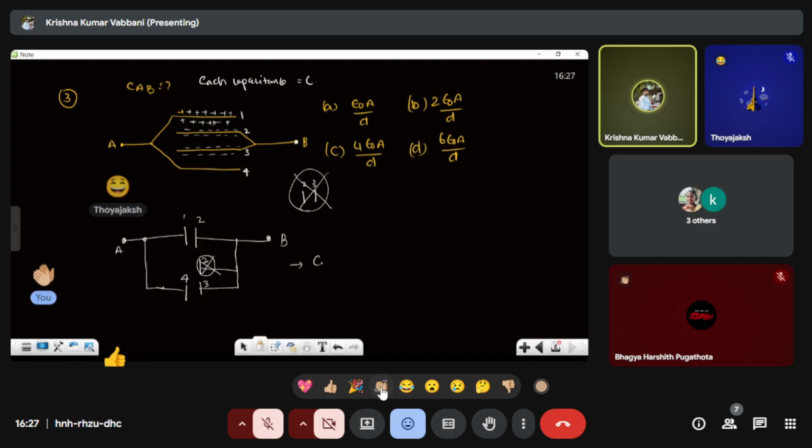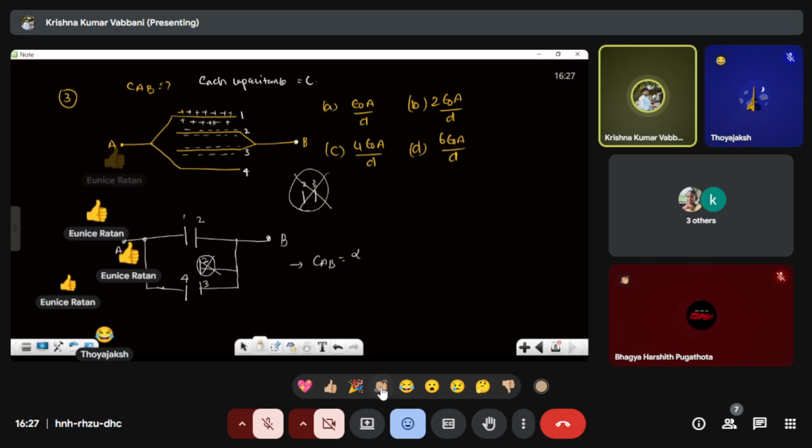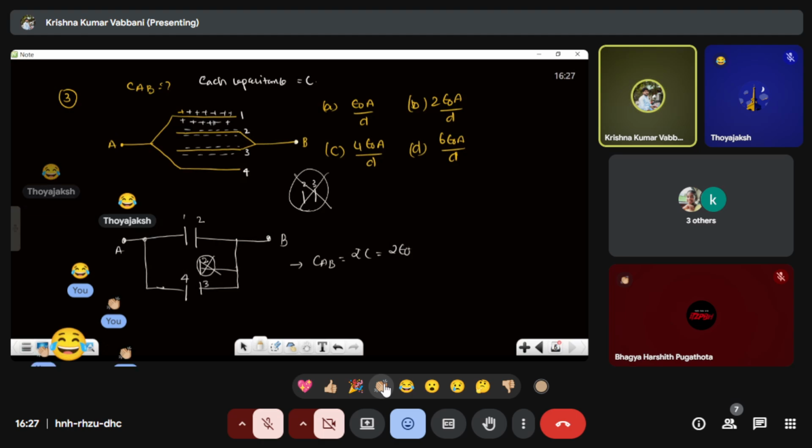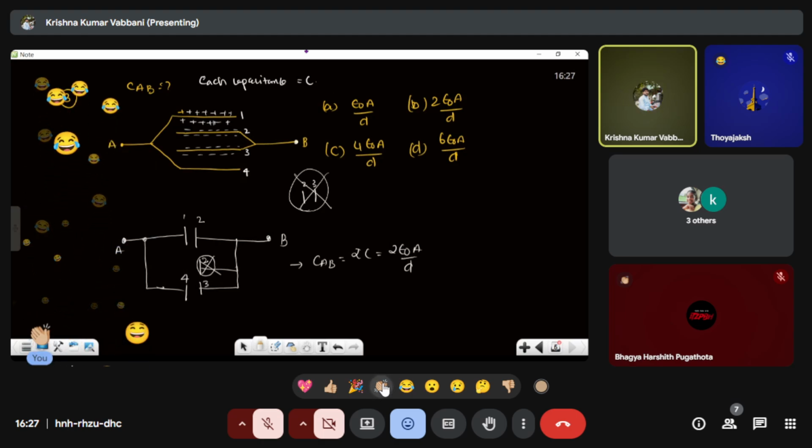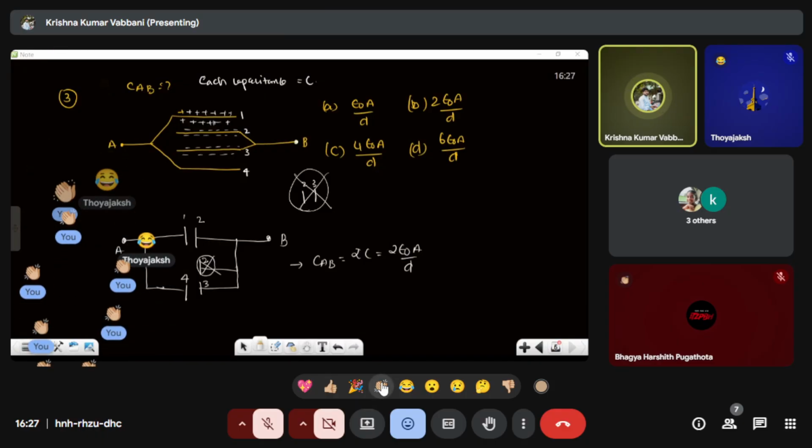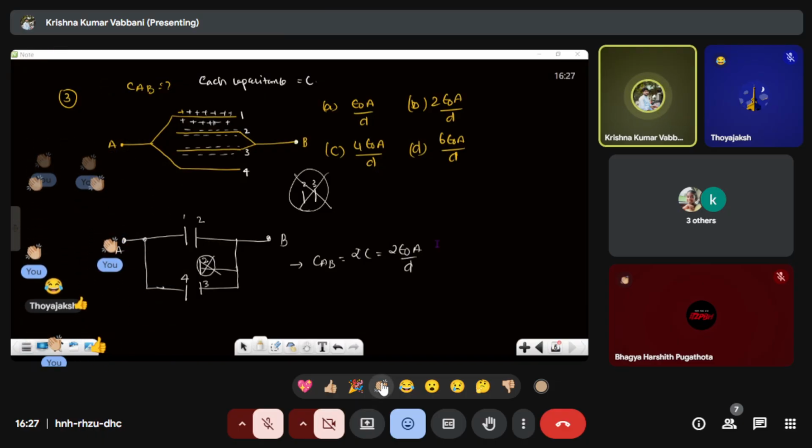So the answer should be how much? 2C. What is C? Nothing but epsilon naught A by D. Does everyone understand this? Prajwal, no, not D.